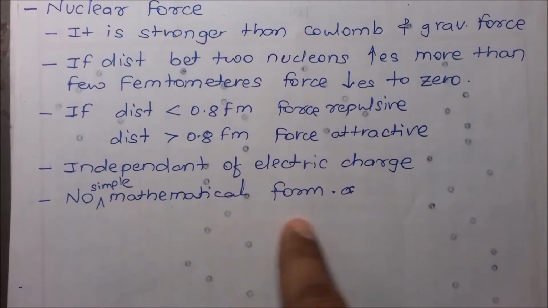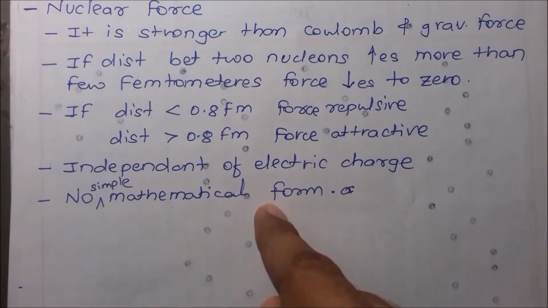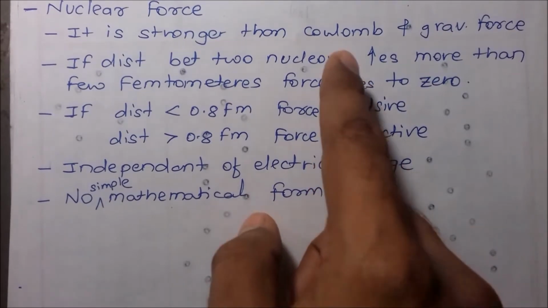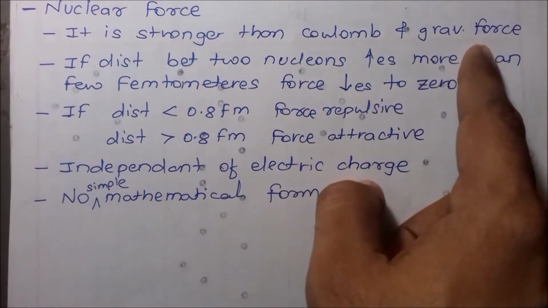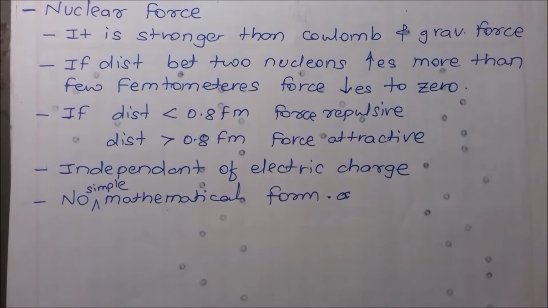Then, no simple mathematical formula is available for nuclear force. For Coulomb force and gravitational force, formulas are available. For Coulomb, it is Q1 Q2 upon R square. For gravitational force, it is G M1 M2 upon R square.